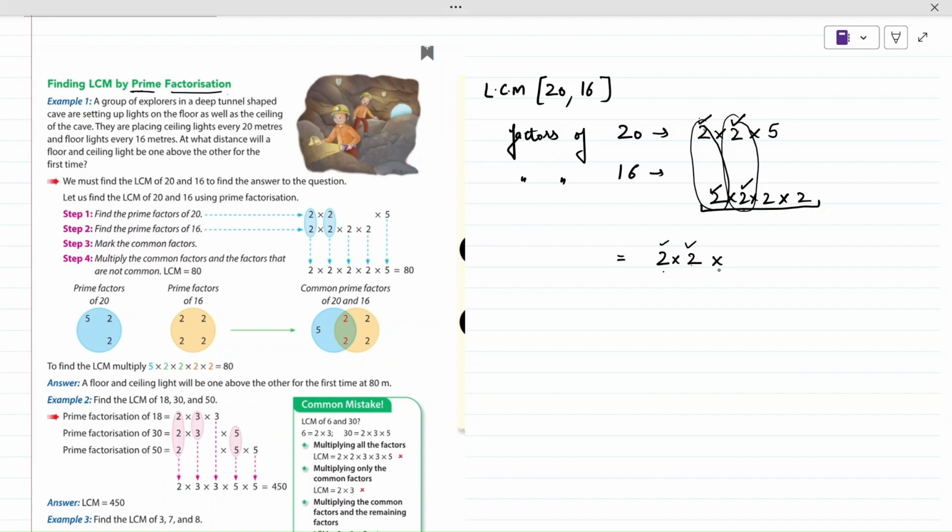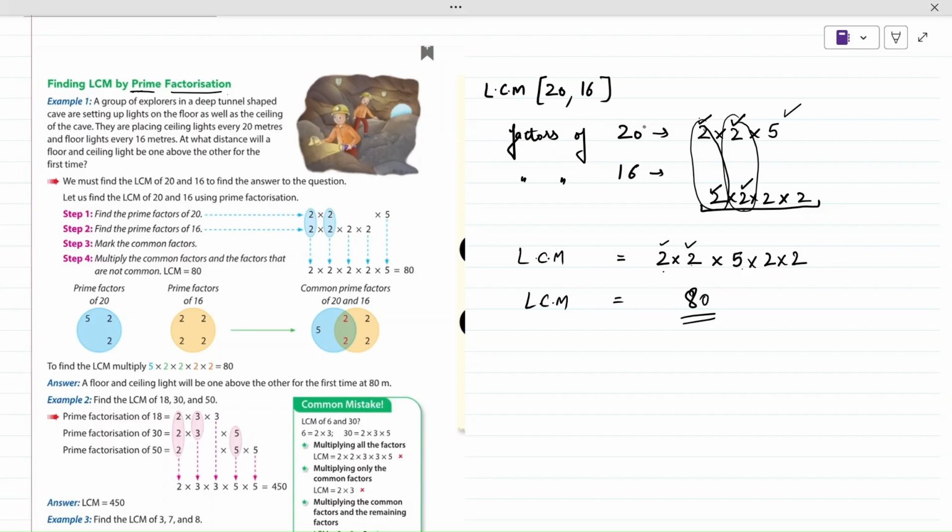Now we have to write the leftover part as is. This 5 is left here, write as is. This 2 is left, 2. This 2 is also left, write it as is. So this is the LCM. This is the LCM. So let's multiply. This is 2 into 2 is 4, into 5 is 20. 20 into 4 is 80. 80 is the LCM.